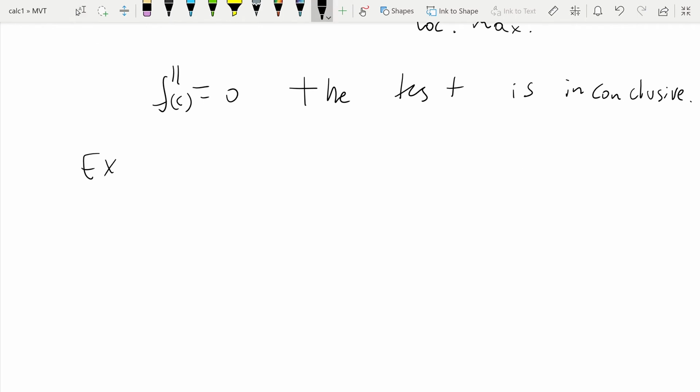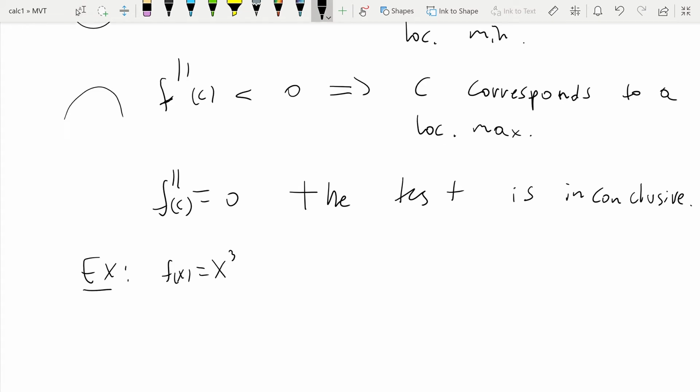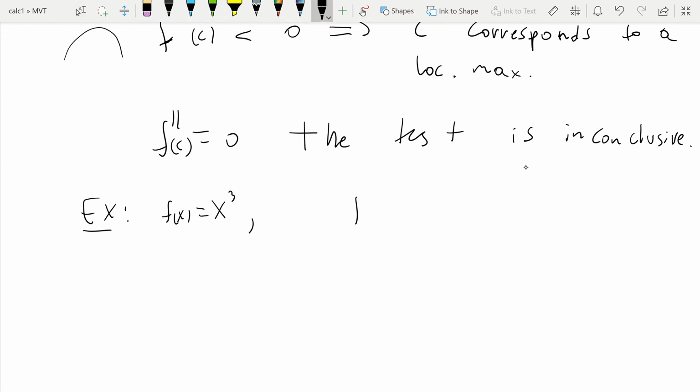So we cannot deduce anything, because you actually have examples where the critical point can be either a local max, a local min, or neither. Look at f of x equals x cubed, which is something we talked about before. Then f prime of x is 3x squared, so this implies that 0 is a critical point.